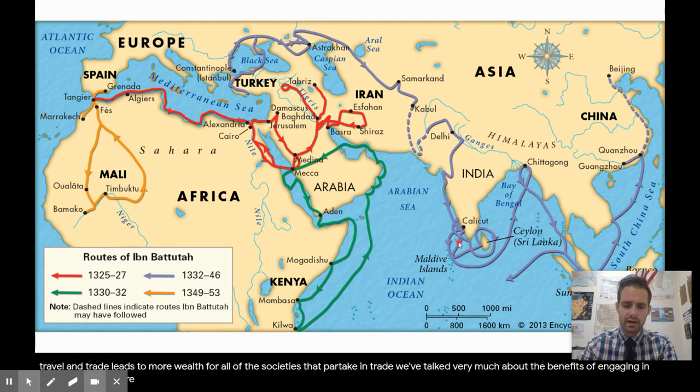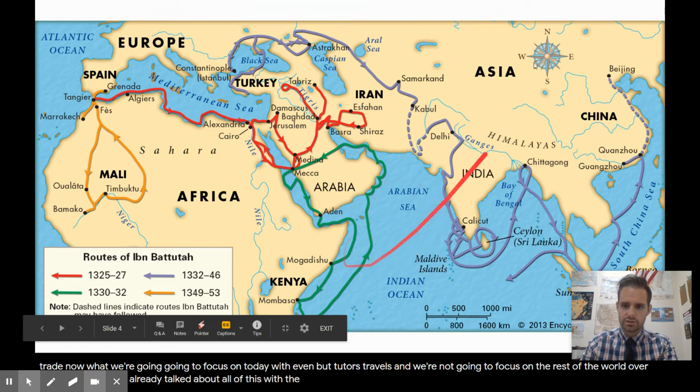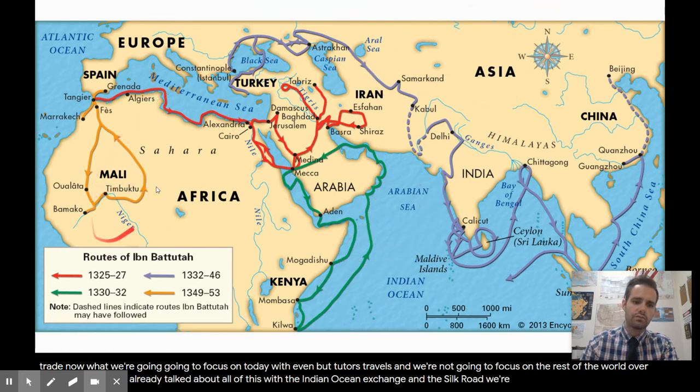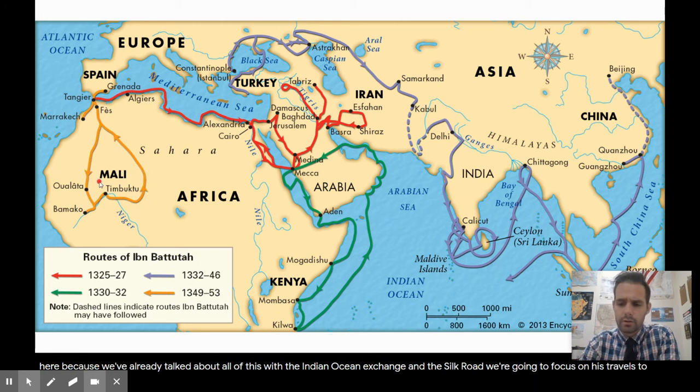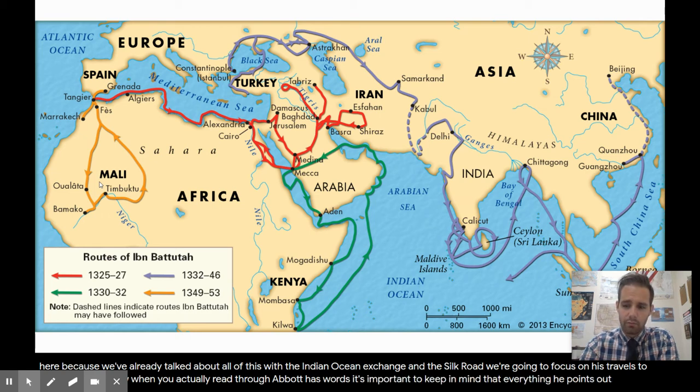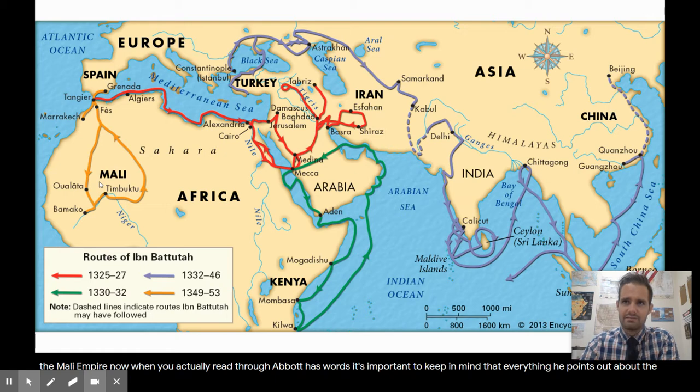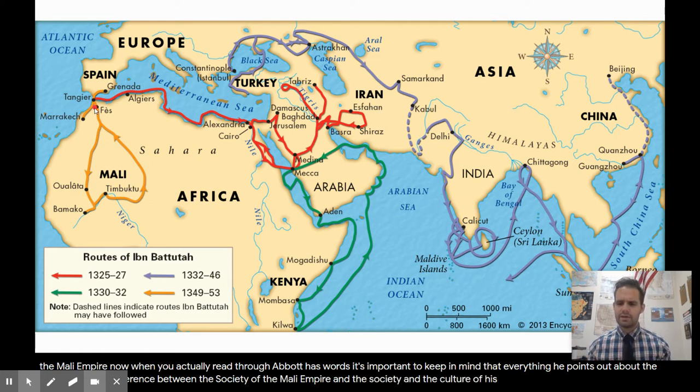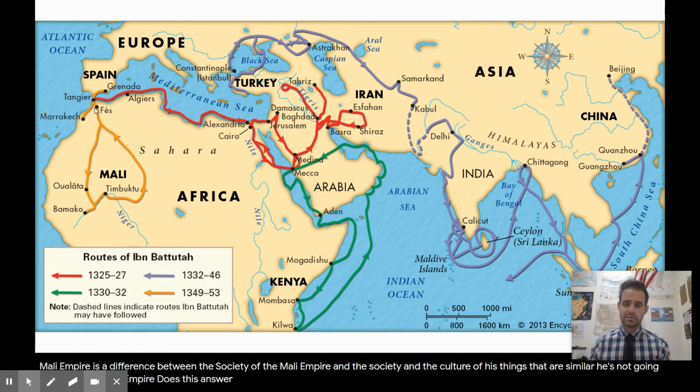Now, what we're going to focus on today with Ibn Battuta's travels, and we're not going to focus on the rest of the world over here because we've already talked about all of this with the Indian Ocean Exchange and the Silk Road, is his travels to the Mali Empire. Now, when you actually read through Ibn Battuta's works, it's important to keep in mind that everything he points out about the Mali Empire is a difference between the society of the Mali Empire and the society and the culture of his society. He's not going to point out things that are similar. He's not going to say, hey, the Mali Empire does this and it's kind of the same thing that we do.